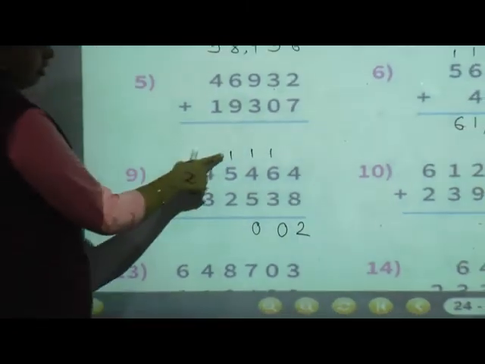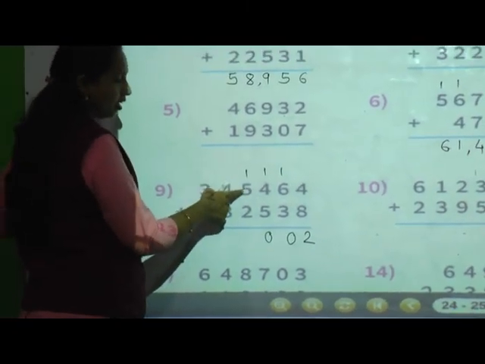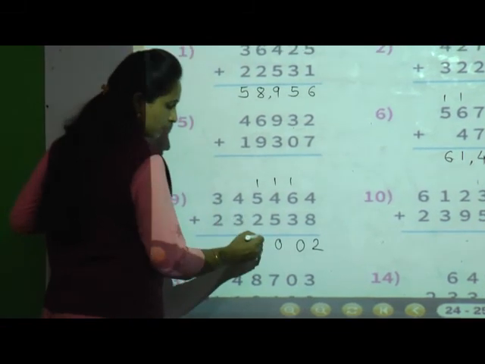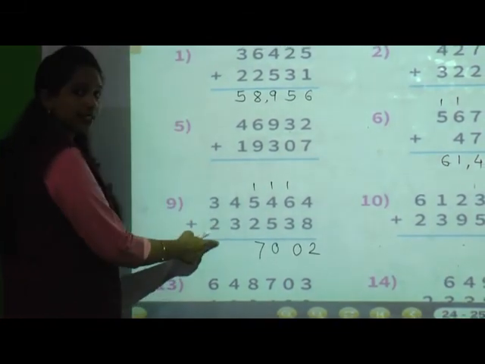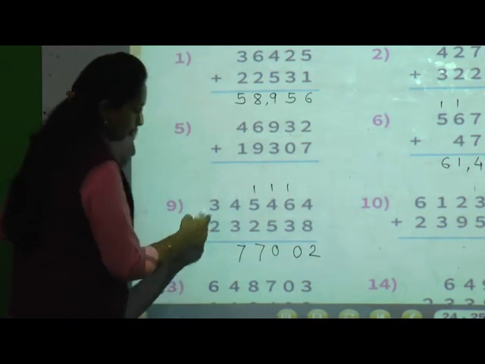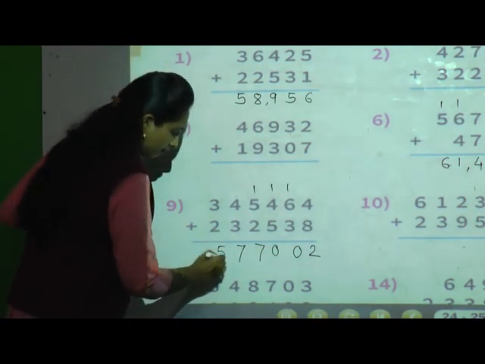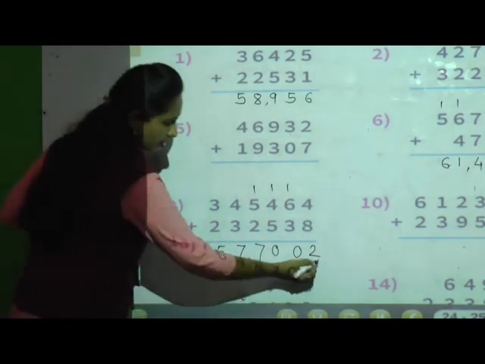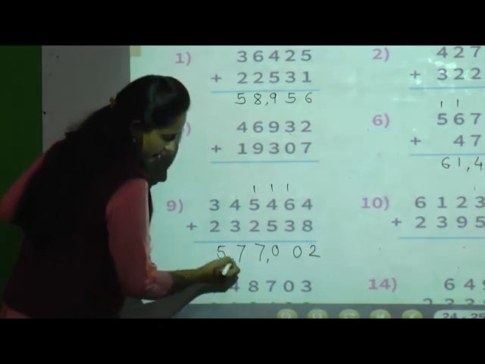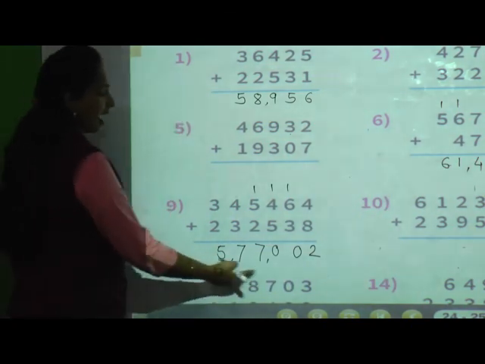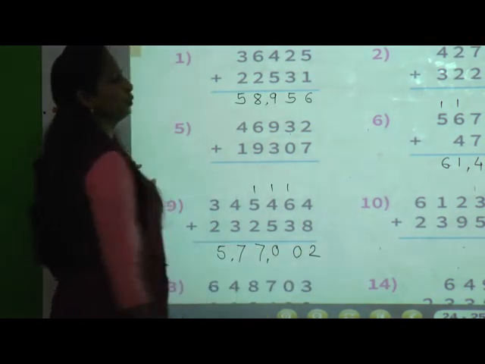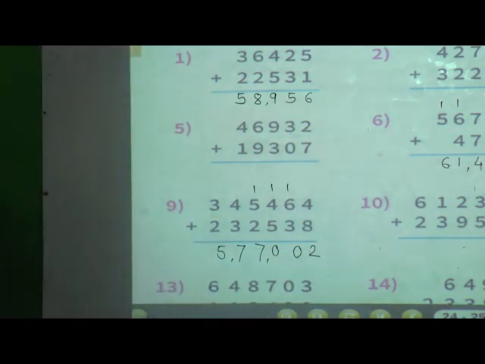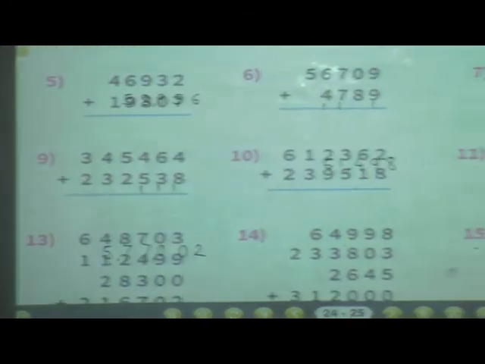Now next, thousands place. 1 plus 5, 6. 6 plus 2, 8. 4 plus 3, 7. 2 plus 3, 5. So the answer is, see, give commas after 3-digit, after 2-digit. 5,77,002. Got it? Yes. Now we will solve some more questions for you.